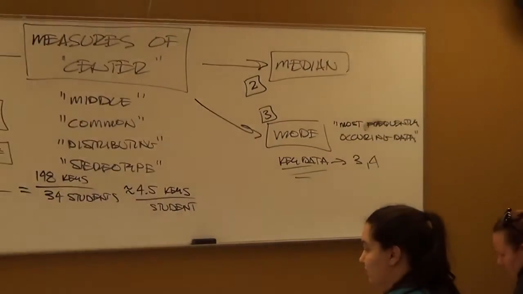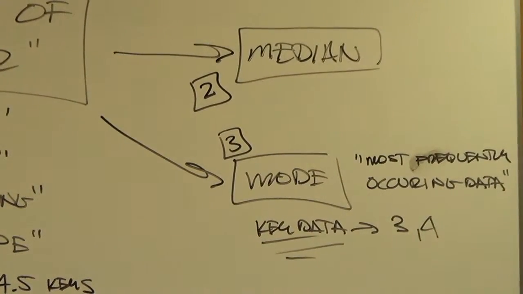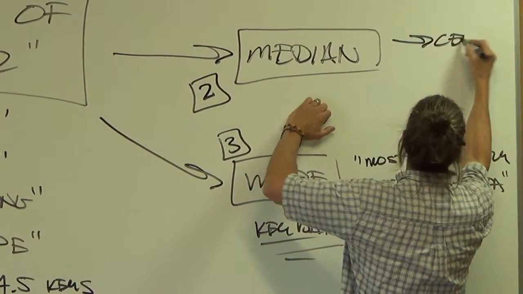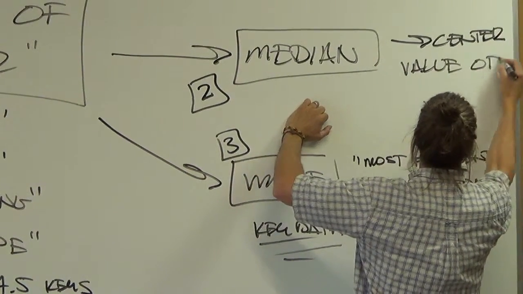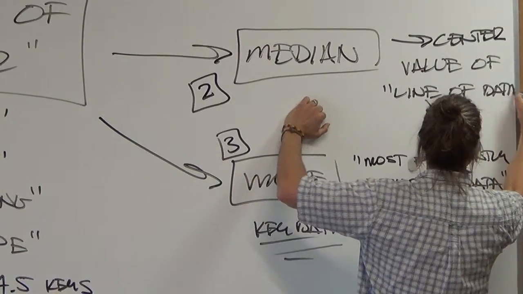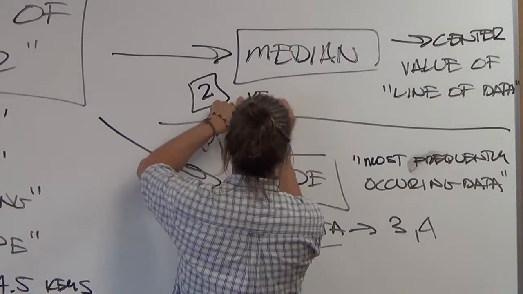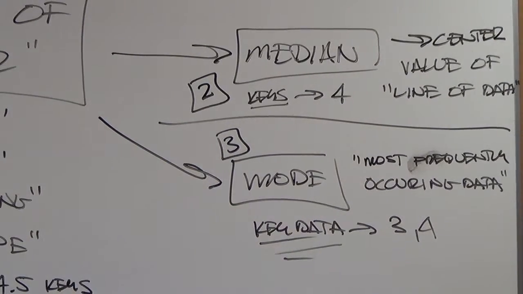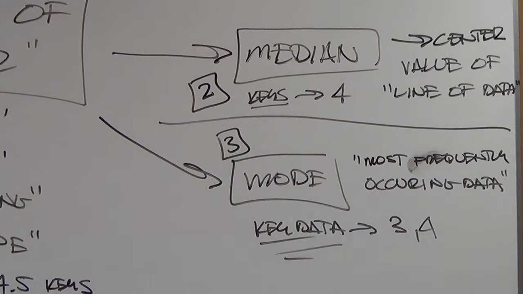Let's slide over to here. Median is the center value of the line of data. Thank you for that. Let's draw a line here. So for us, for the keys, it's literally 4 keys per student. Fair enough so far.